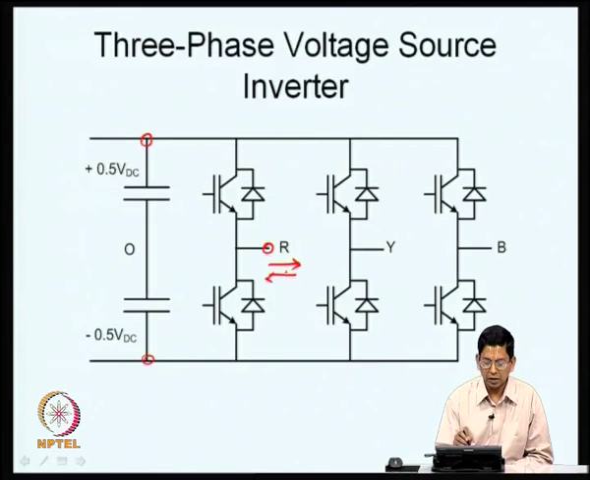So, depending on the direction of the current, let us say the top device is on, if the current is as indicated by this arrow mark, then current may flow in this direction. If the current is in the opposite direction, then the current will flow through the diode. So, these are bidirectional current carrying switches as we saw. What you can have is, between R, Y and B, the 3-phase load connected, and we presume that the load is inductive.